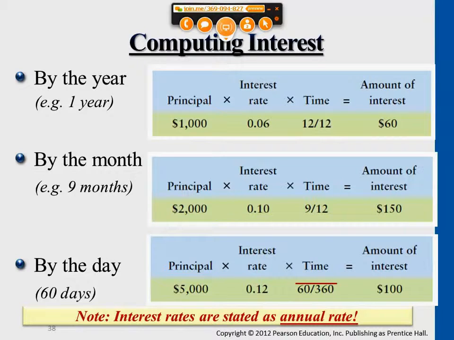Okay, so in this case here, we assume that we're lending out money from our company to others, $5,000. Annual interest rate is 12%. Time period for this note is 60 days. 60 days over 360 will give you $100 of interest in total. So later when this note is due, you'll be getting 5,000 plus 100.